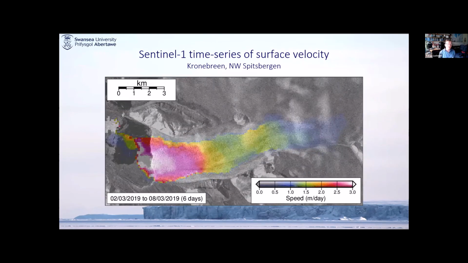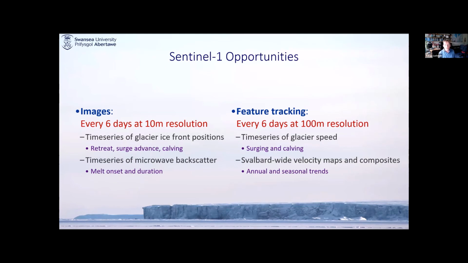So the opportunities provided by Sentinel-1 SAR then are really here, and we've seen them in the previous animation. We have images every 6 days at a good spatial resolution, 10 meters is enough to really understand these calving processes. So we can get time series of glacier ice front positions every 6 days, and we can look at retreat, surge, advance, and calving using that.